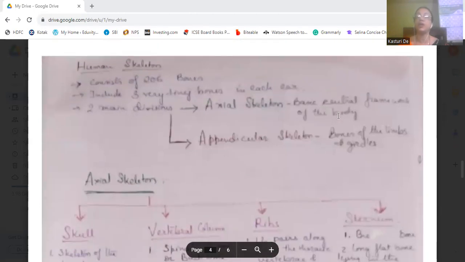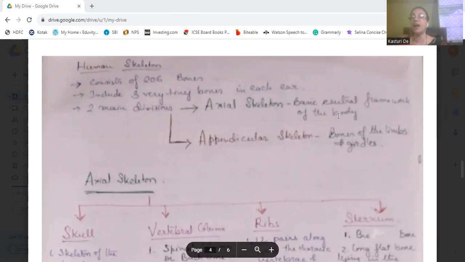Now we come to the human skeleton in general. The human skeleton consists of bone, cartilage, and ligaments. The human skeleton has 206 bones in our body, and that includes very tiny bones which are present in our ears. There are two main divisions in the human skeleton: one is the axial skeleton, another is the appendicular skeleton.